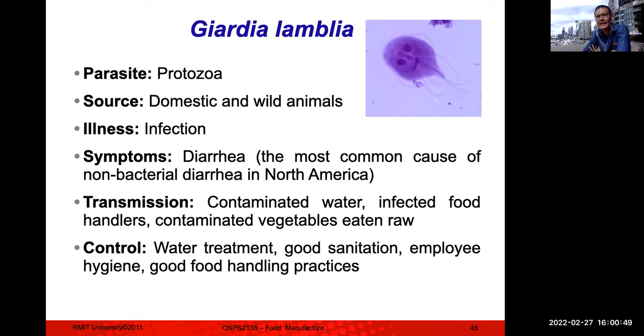So, again, just like hepatitis A, it's really important to have good sanitation and hygiene for food handlers, and effective water treatment as well.